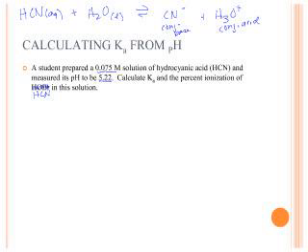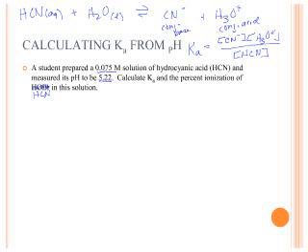Could we write a Ka expression for this? Yes, let's do that. All right, so the Ka is equal to the cyanide times the H3O plus over the HCN. Everyone okay? This isn't completely new to us. It's just a slightly different context. Okay, so we've got a Ka expression, we've got a balanced equation, and we need to find the Ka.